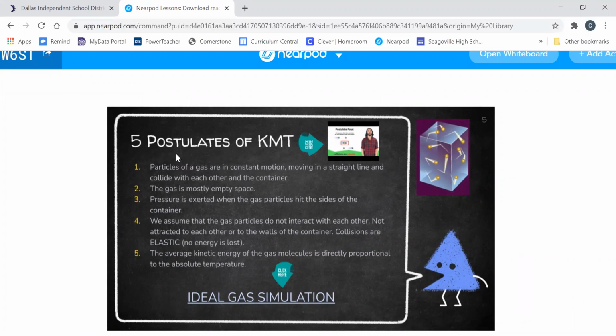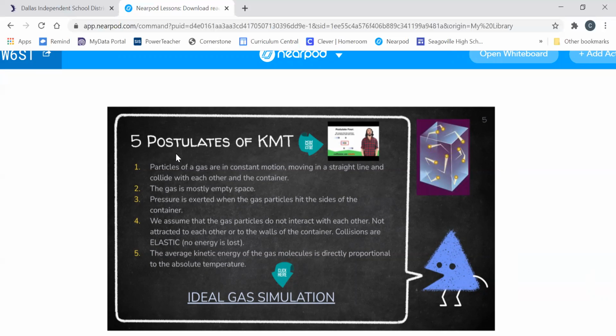So this only refers to ideal gases. It also says that ideal gases are mostly empty space. And they also want to say that pressure is caused when the gas particles hit the container. And for ideal gases, we also have to assume that they don't have any energy loss because they are kinetic, so they're always going to be moving.